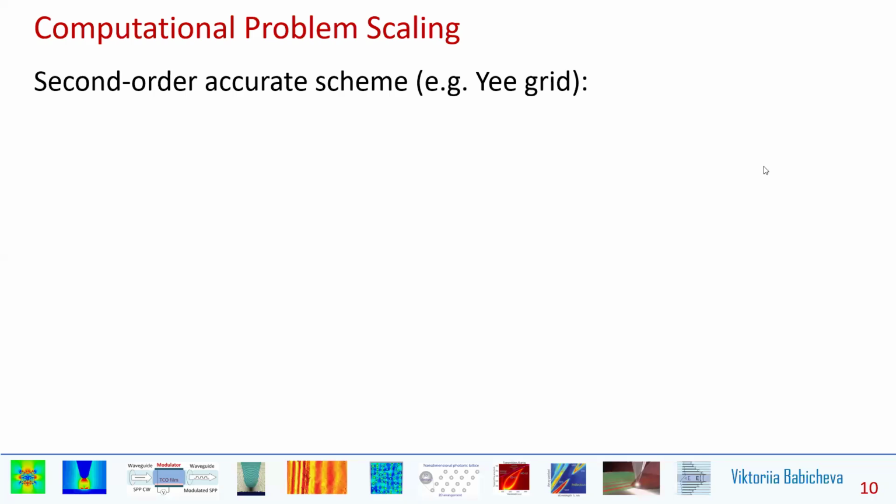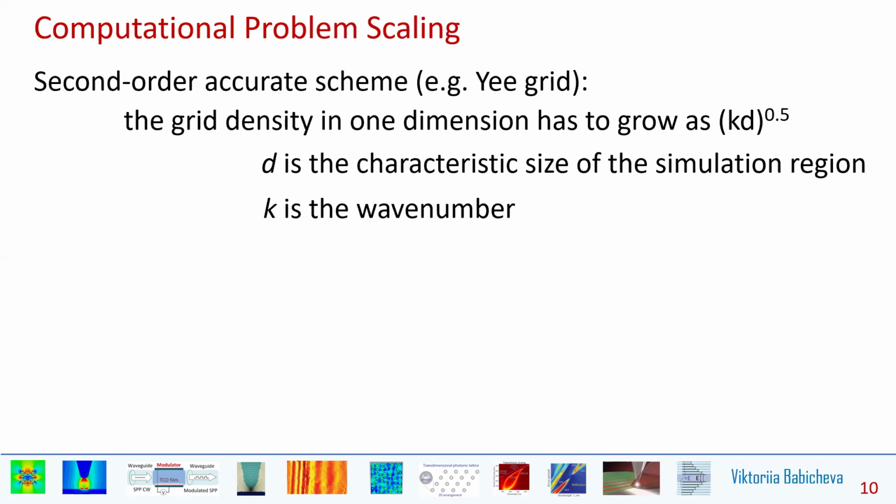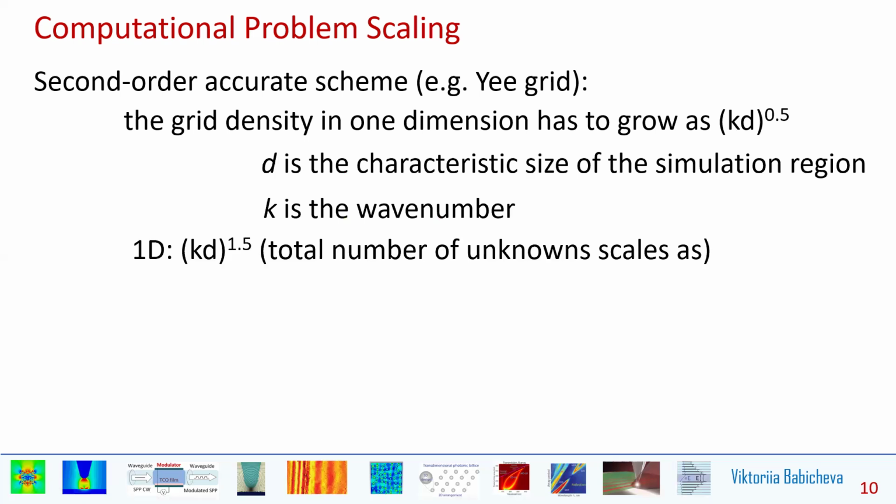Let's consider a second order accurate scheme. An example of this is the E scheme. So the grid density in one dimension has to grow as (kd)^0.5, and it is basically an increased law of the number of grid points per wavelength. Here d is the characteristic size or diameter of the simulation region, and k is the wave number. Therefore, the total number of unknowns scales as (kd)^1.5 in one dimension.